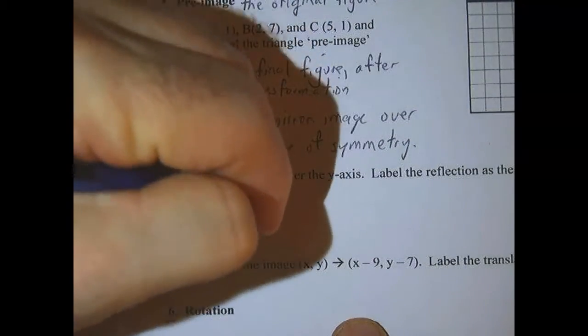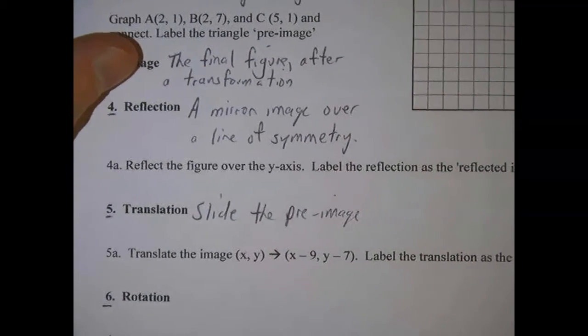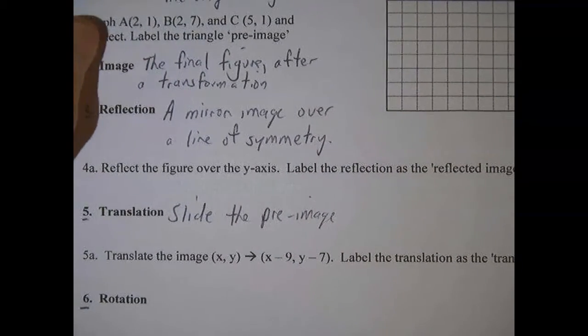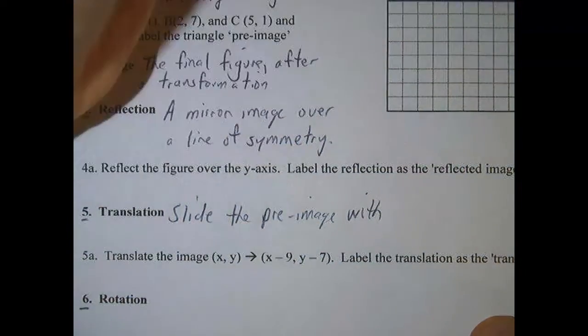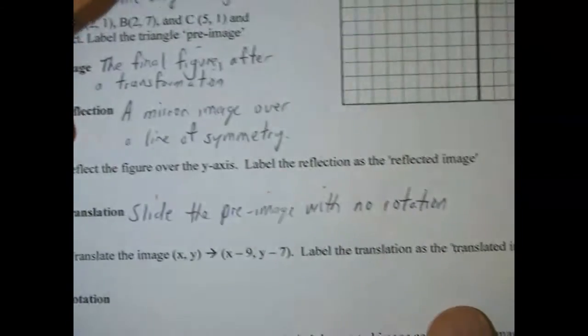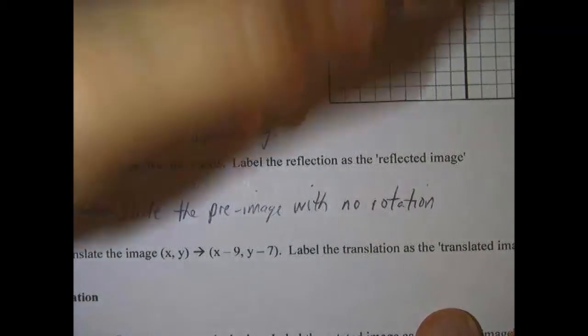We slide the pre-image over with no rotation and no reflection. So we can't rotate it or reflect it, or it's not a translation. With no rotation and no reflection.